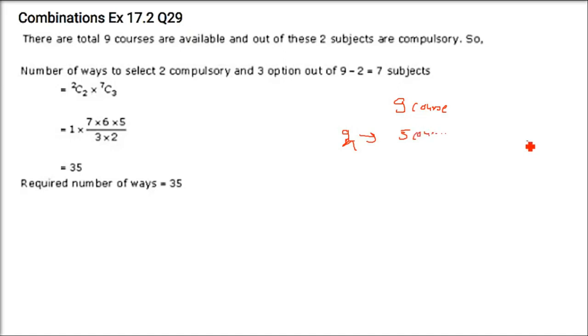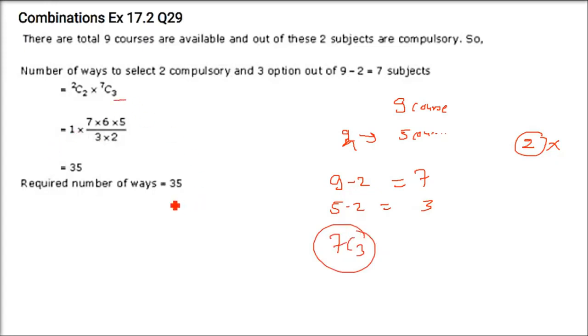So first, 2 are compulsory. That is, in 9 courses, 2 are compulsory, so you just have 7 options. In these 5 courses, a person has to take 5 courses, 2 are already compulsory. So 5 minus 2, 3 is the only option. So from 7, he has to take 3. 35.